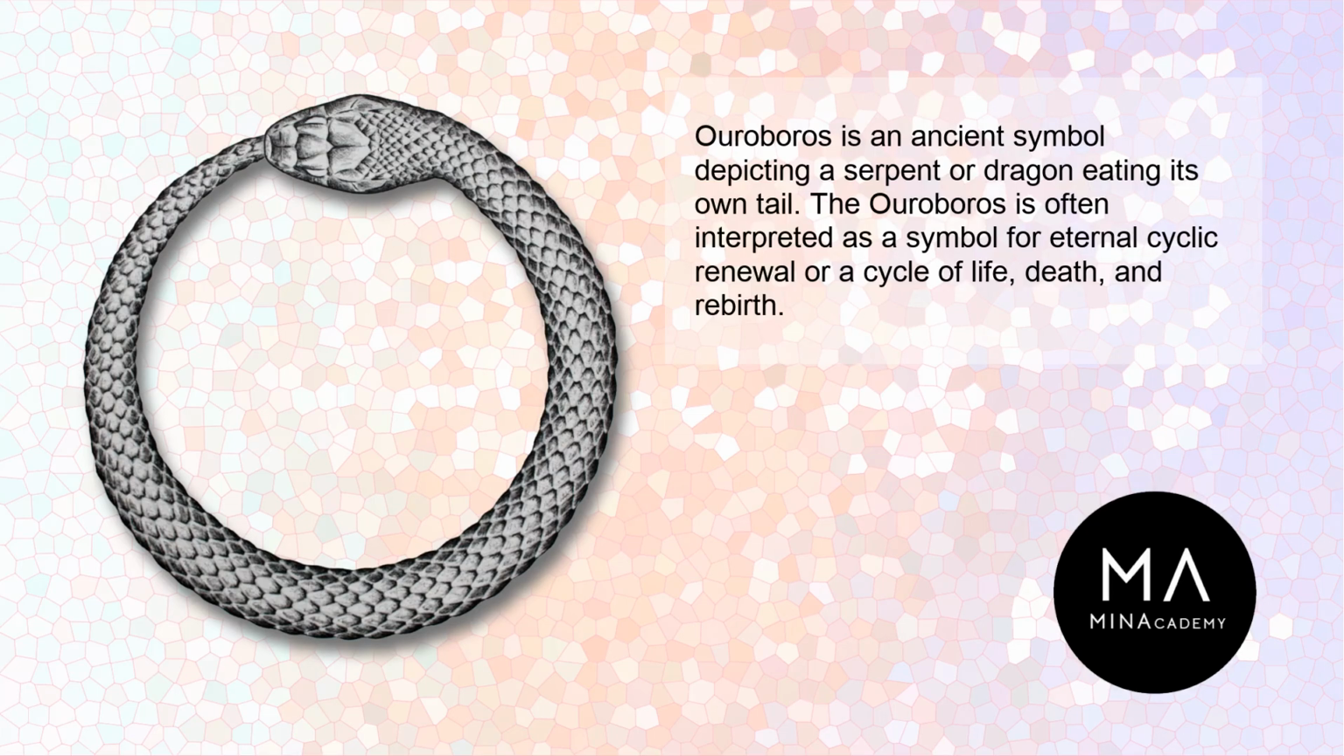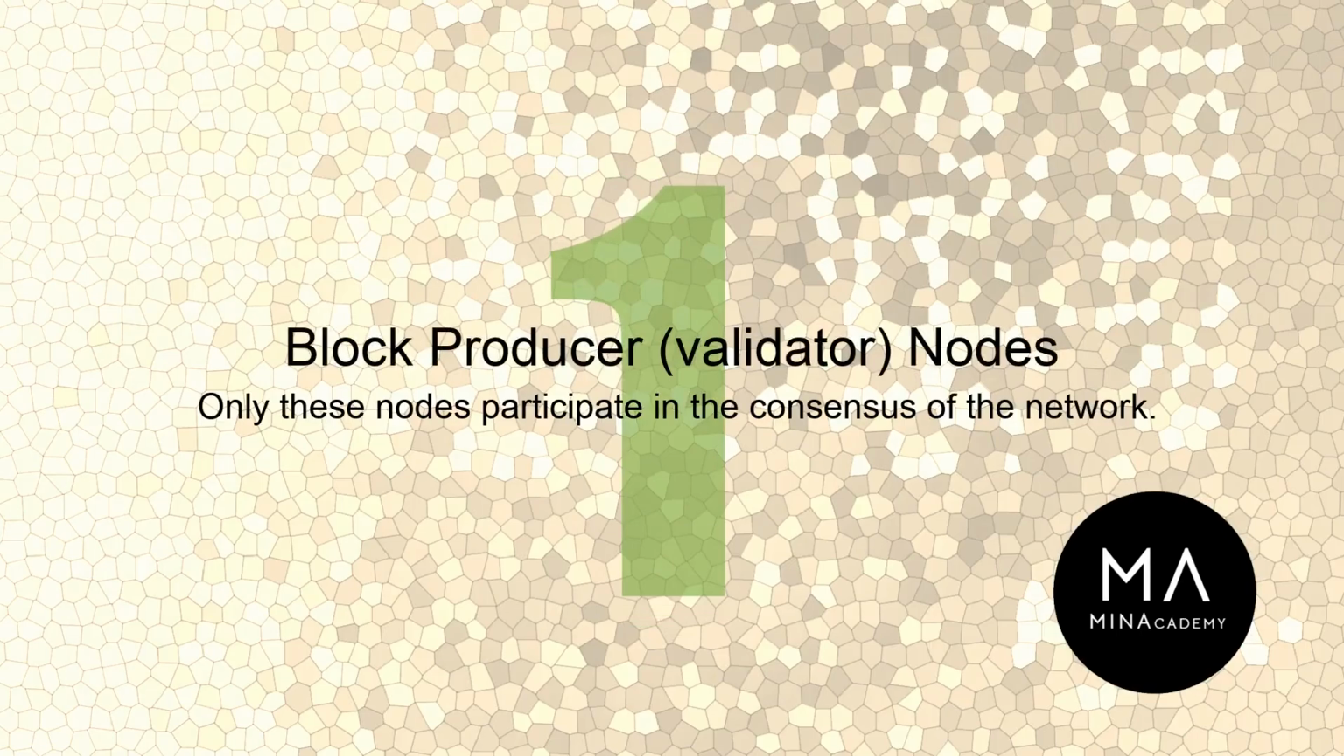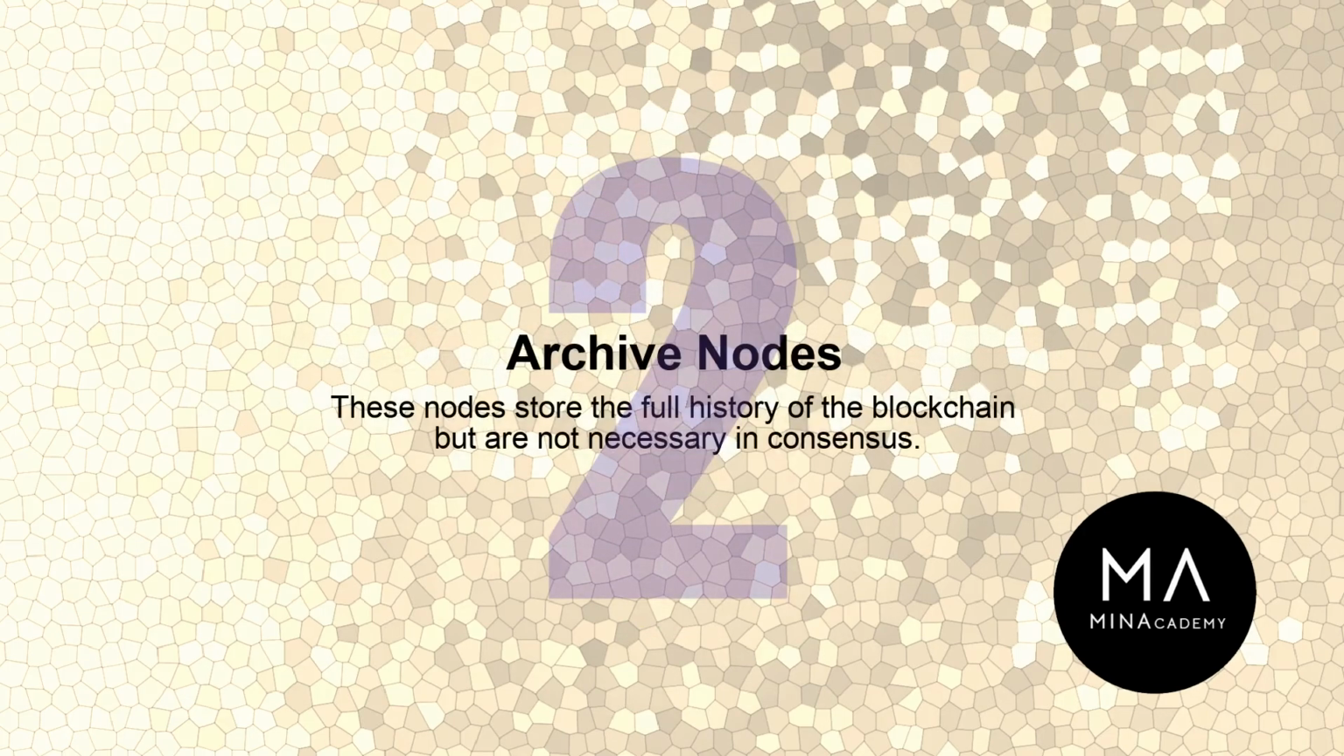version, named Ouroboros Samasika. Due to the distributed nature of blockchains, all participating entities must synchronize and agree on which is the correct state of the ledger. In Mina Protocol there are three types of nodes. Number 1. Block producer or validator nodes. As the name suggests, these are the nodes that produce blocks, and only these nodes participate in the consensus of the network.